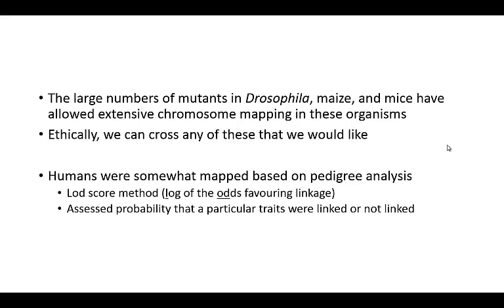Humans in the past, we were able to do some mapping of it, and that was based primarily on pedigree analysis. So going back through, looking at families, seeing how different traits were inherited. And what they did is what they call the log score method, or log of the odds favoring linkage. And what they did was just assess probability that a particular trait were linked or not linked. And they did this by looking at many, many different pedigrees over many, many different families, and just seeing how different things were being inherited together or not being inherited together.